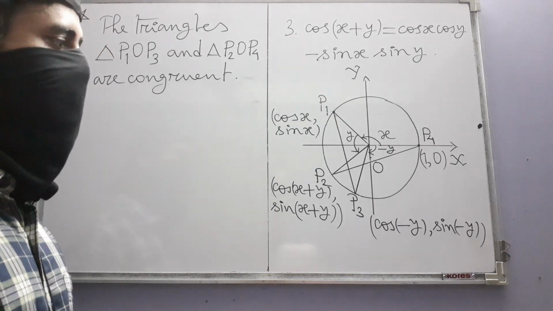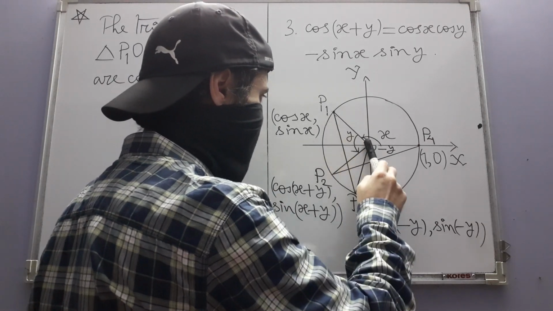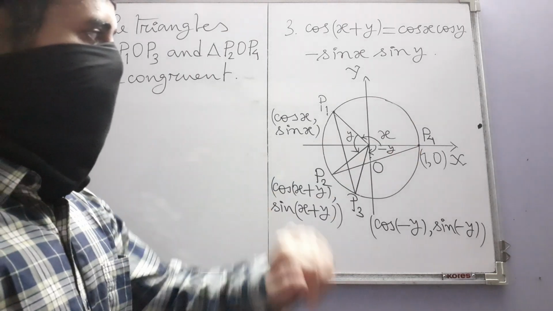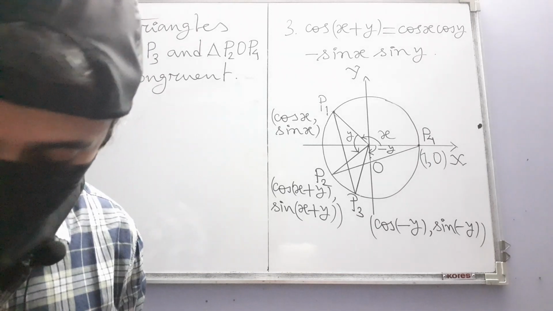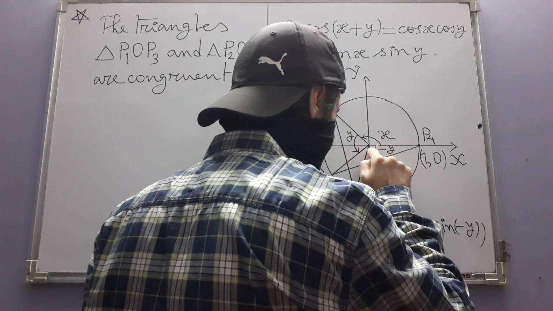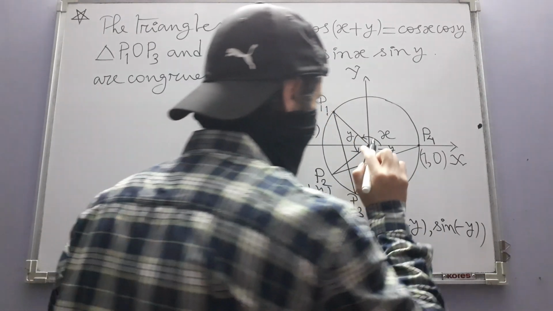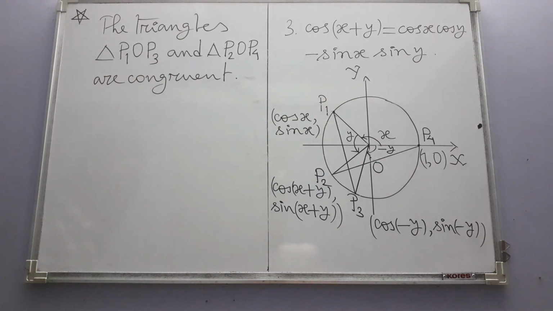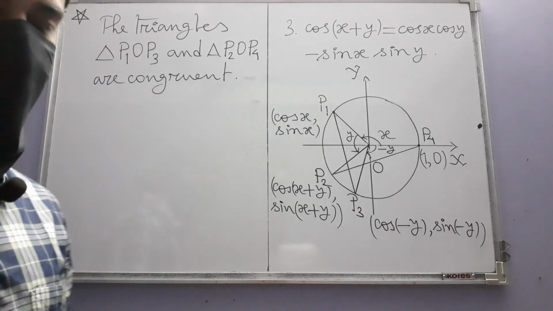And that angle is from this triangle P1OP3, that angle is P1OP3. And from that triangle, that angle is P2OP4. But, oh, there is a small mistake in the drawing. This rotation doesn't stop at the y-axis. It continues to this line. Okay. Now, how do you prove that these two angles are equal?